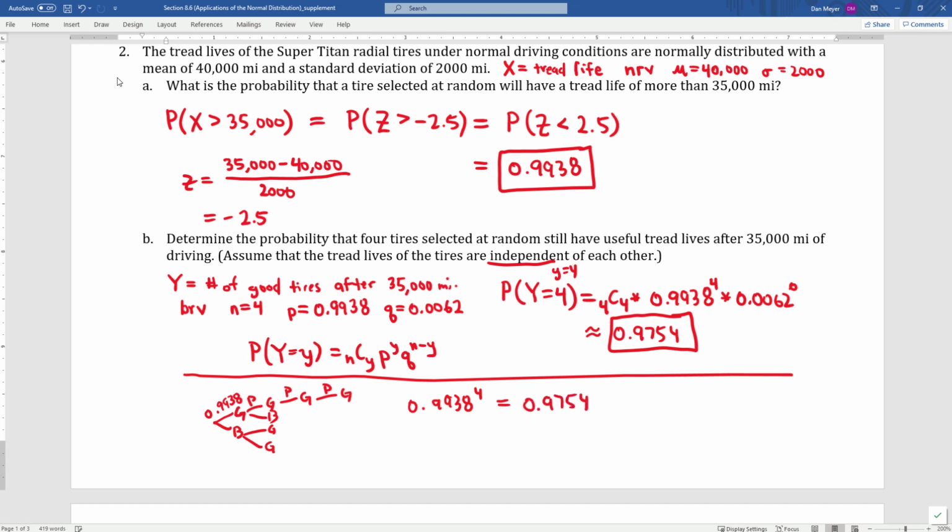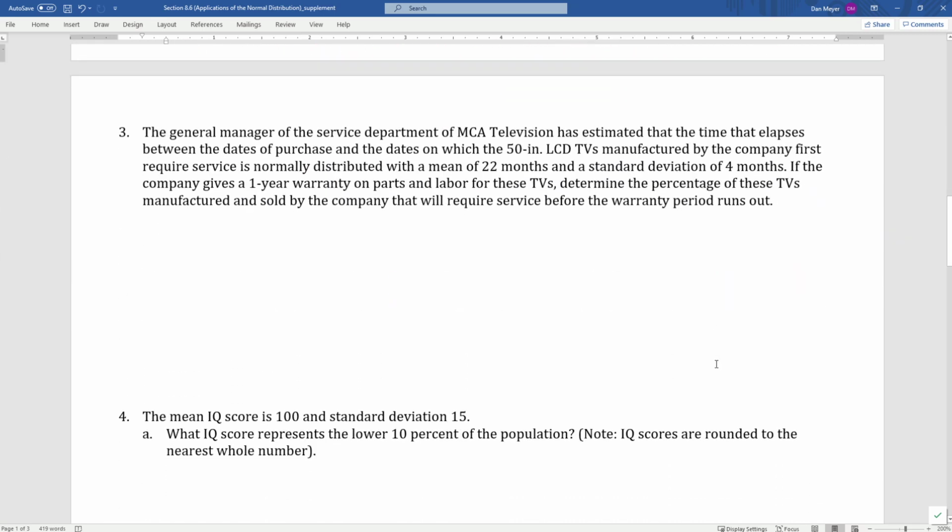That's because 4 choose 4 is just 1, and 0.0062 to the 0 is also 1. So that's another way to deal with this particular binomial random variable. When you have all successes or no successes, you're just taking the appropriate probability and raising it to the full power. All right, moving on to number 3.